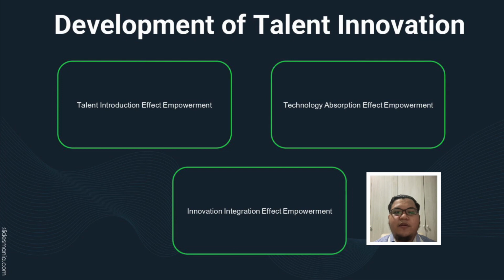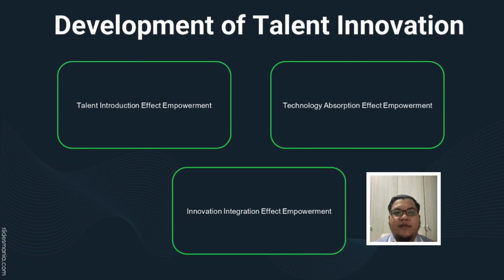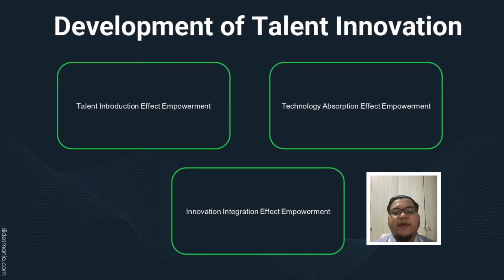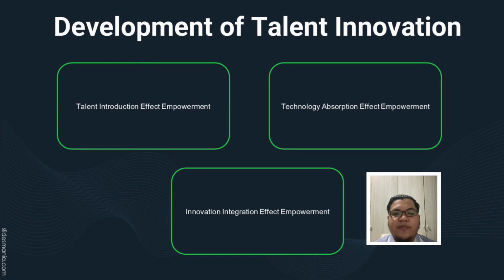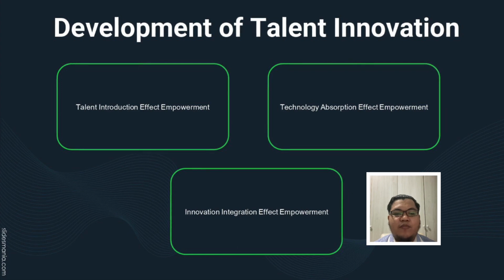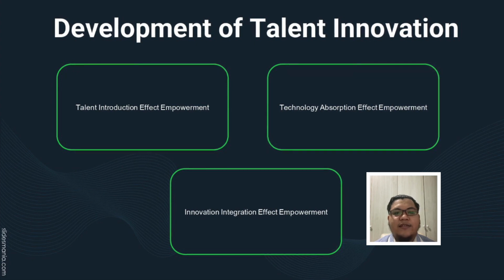The last slide focuses on the development of talent innovation, which is the framework or implementation of the concept. The attributes to be implemented are talent introduction effect empowerment, technology absorption effect empowerment, and innovation integration effect empowerment. Talent introduction effect empowerment focuses on utilizing the talent of human capital to make the production process more efficient and effective using the talents of the newer technology era.